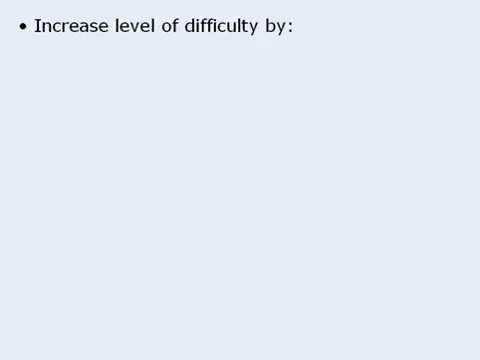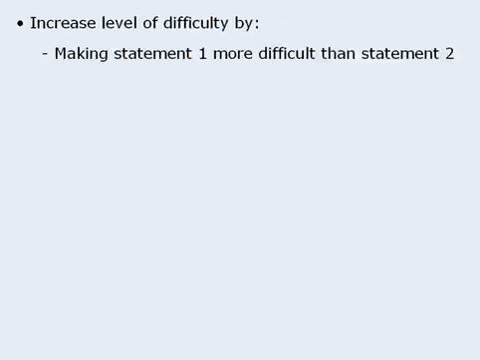With this in mind, test makers can make a data sufficiency question harder by making statement 1 more difficult than statement 2. So if a student examines statement 1 first, and it is more difficult than statement 2, then the student may have problems determining whether or not statement 1 is sufficient. As such, he or she may become flustered and be unable to solve the question altogether, or waste considerable time.